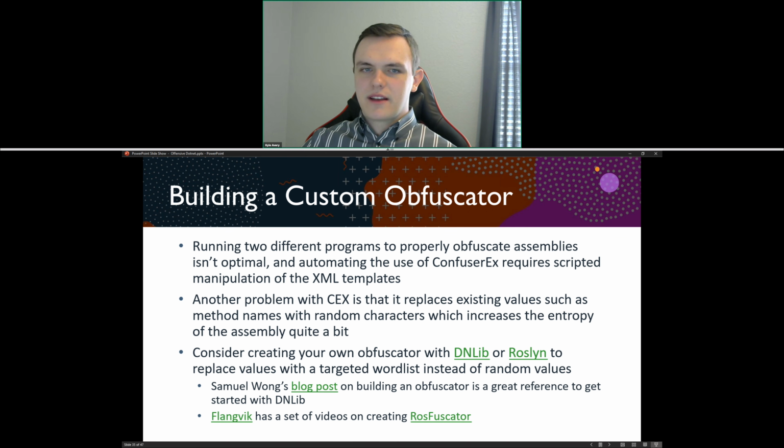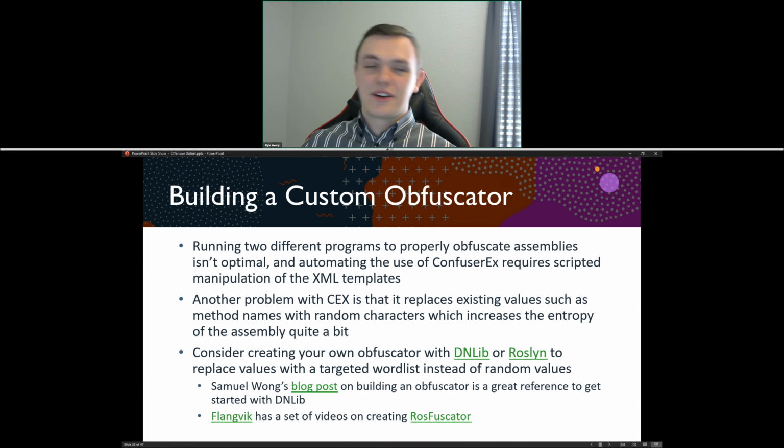So this sort of process that I've just shown you isn't optimal, right? First of all, we're running two different programs to obfuscate one assembly. And with ConfuserEX, we have to manipulate XML files in a scripted way. And this is something that when I first started at Black Hills, I was writing PowerShell scripts to read these in and modify them. And this is not something that is very fun. And it's very bug prone as well. So you're going to have some issues with the XML files and things probably.